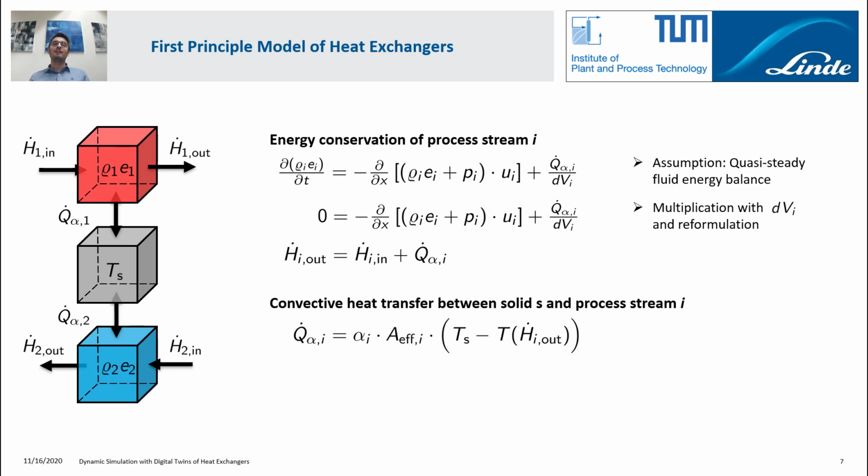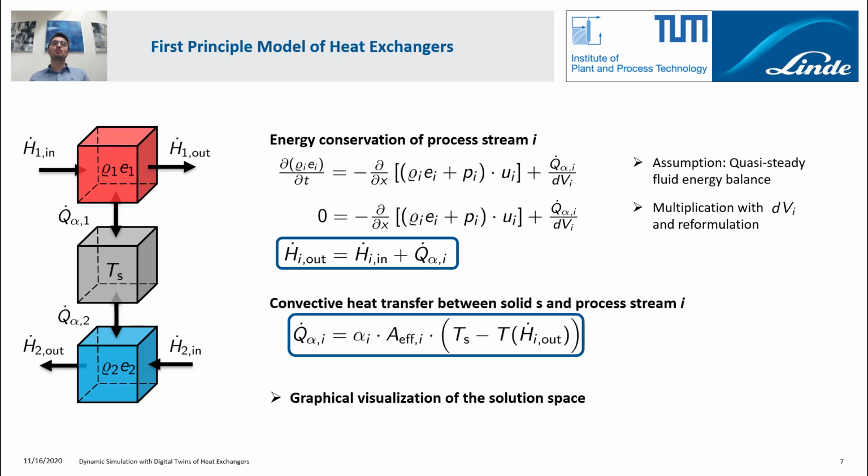Q.alpha. The convective heat transfer equation between solid and process stream is a product out of the heat transfer coefficient alpha, the heat transfer area A effective, and the driving force, the temperature difference between wall and the fluid temperature. Today I would like to focus on those two equations which are highlighted, as they form the governing equation system of the energy conservation equation on a finite volume of a single process stream.